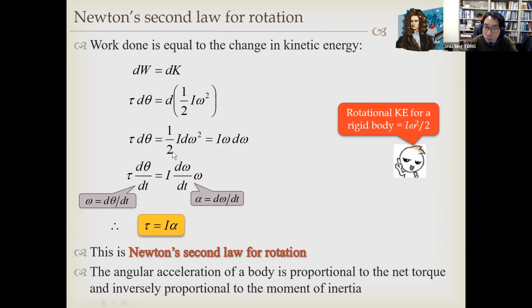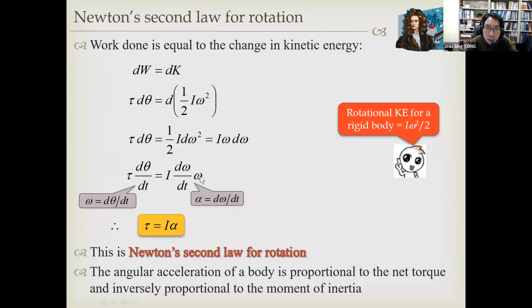But the 2 cancel with this 1/2, right? So we have this equation, tau d theta equal to I omega d omega. If I now divide both sides by dt, the left-hand side will have a factor of d theta dt. But that is of course omega, the angular velocity, right? d theta dt is omega. On the right-hand side, again I divided by dt, but I have d omega dt now, which is the angular acceleration, sorry. So d omega dt is the angular acceleration alpha, okay?